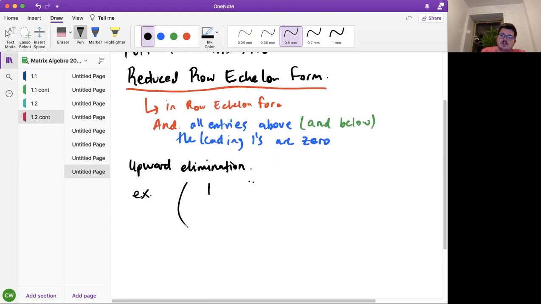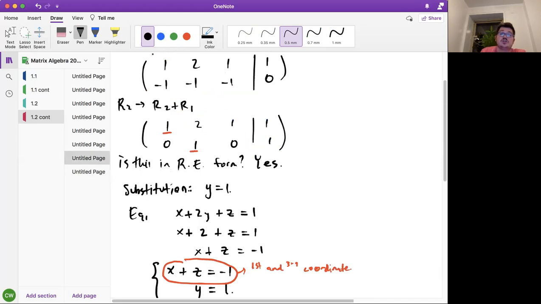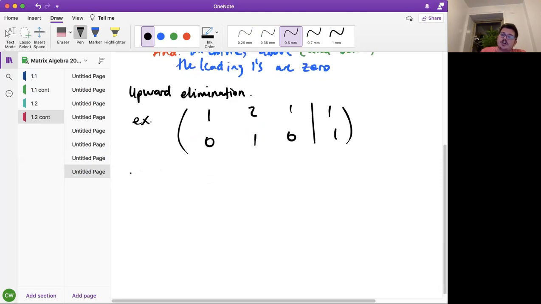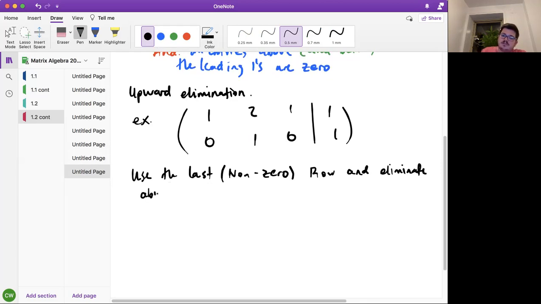So 1, 2, 1, 1, 0, 1. So here's the general algorithm for reduced row echelon form. Okay, we've put it in row echelon form, and now we're going to use the last row that's non-zero and eliminate above the leading one.